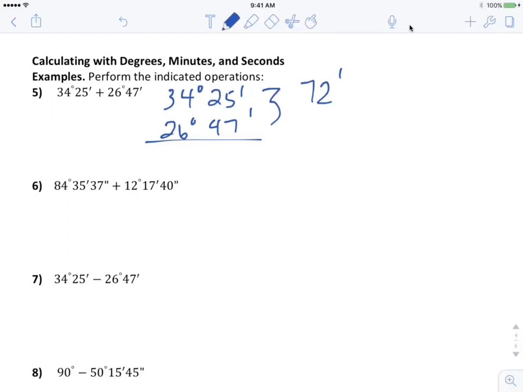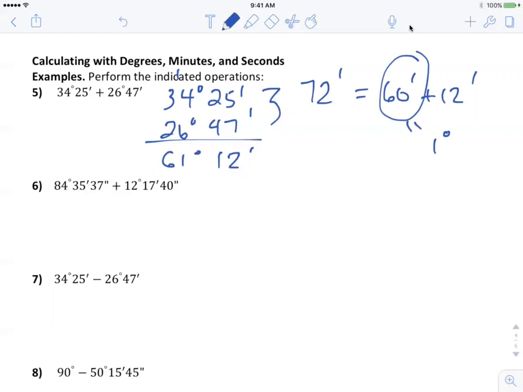So break out a 60 from the 72. 72 is 60 plus 12. So what I'm going to do here is put a 12 for my minutes, and then this 60, I'm going to carry over to the degrees, because 60 minutes is equal to 1 degree. So I'm going to carry a 1 over there, right? And then add all of those up, and that's 61 degrees. There's my final answer. Hopefully that makes a little bit of sense.